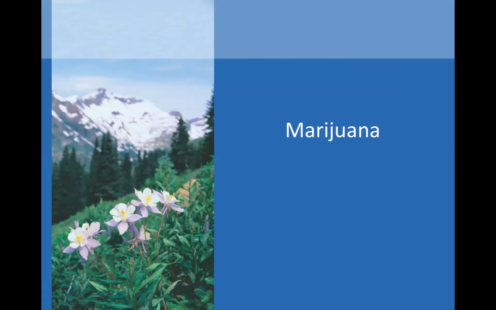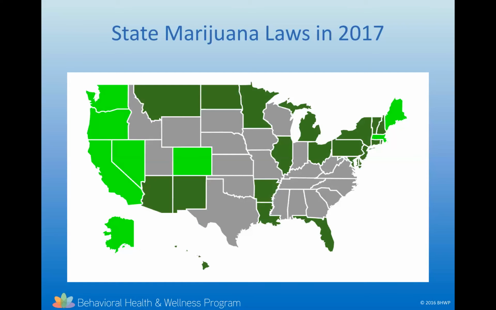Obviously, marijuana is another very important substance that's being more and more used and growing in usage. As you can see, this is as of 2017 state marijuana laws, where the light green states have legalized recreational use, and the dark with medicinal, and this is actually growing. This map has already changed since it's been produced, so this is something that we need to stay on top of.